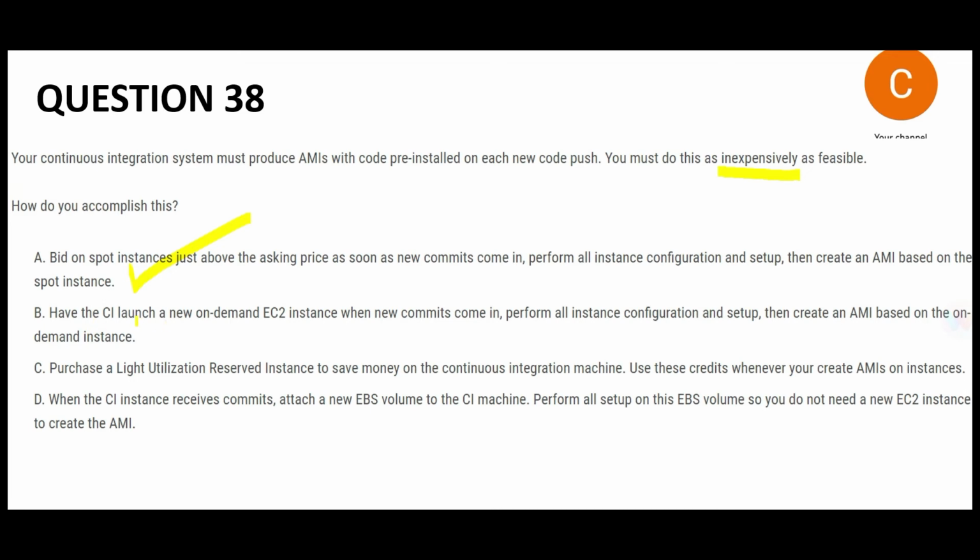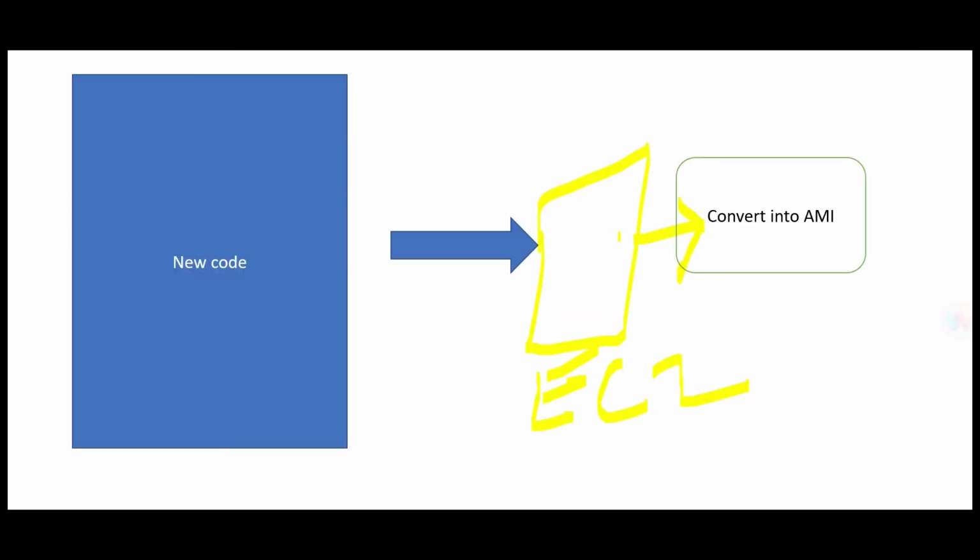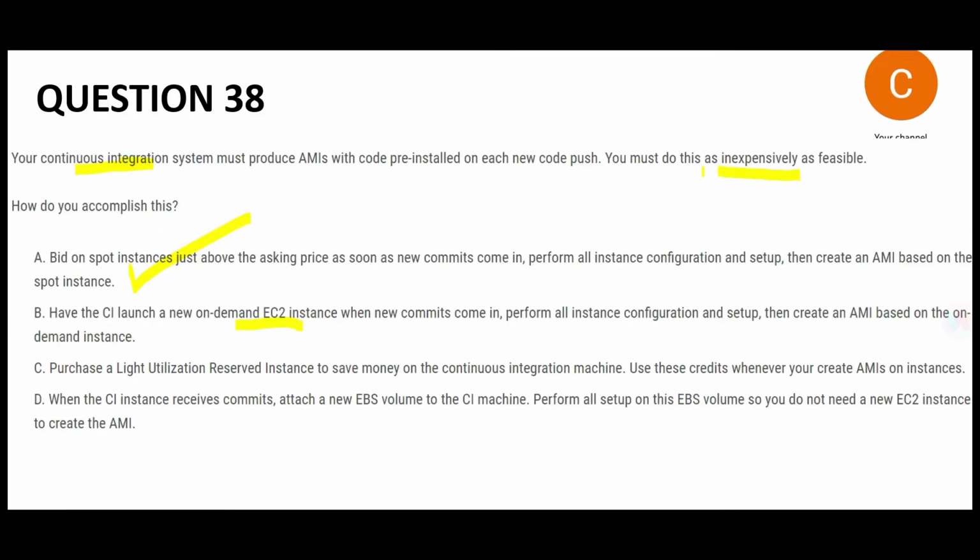Now what this is saying is B. Let's look at B. It's saying that there is a continuous integration. CI means continuous integration. This is continuous integration system. It is saying that let the CI launch a new on-demand EC2 instance and everything would remain the same. That means this instance remains the same, but the only thing is now it is running on-demand, and on-demand is expensive compared to spot instances. And what are you supposed to do? You are supposed to give an inexpensive solution. So does this meet your goal? No, I have a better solution in A. That's why B is wrong for me.